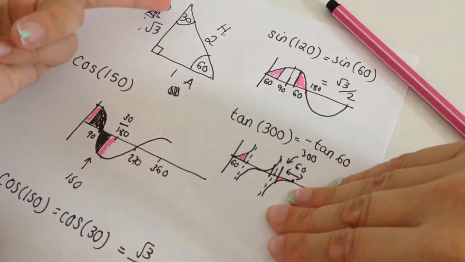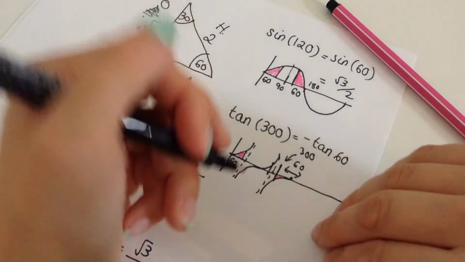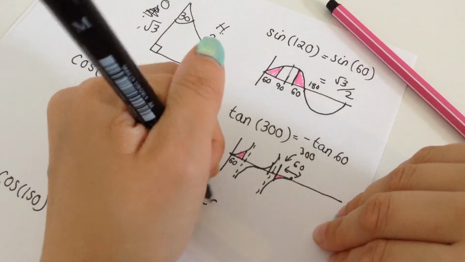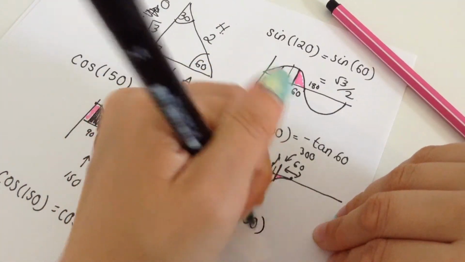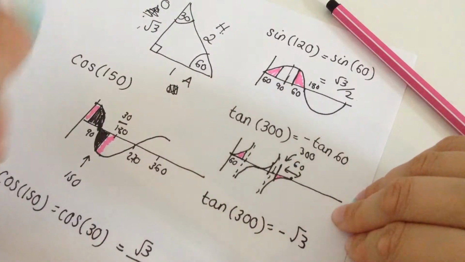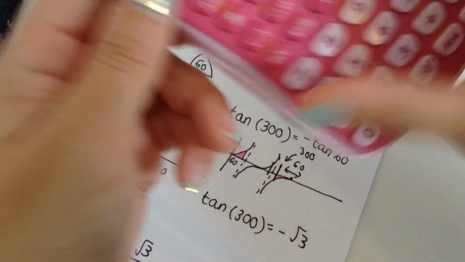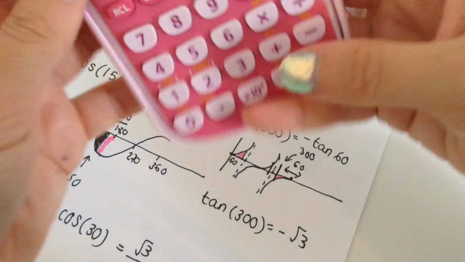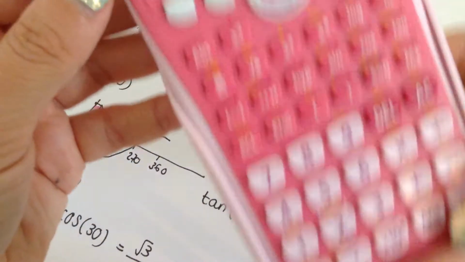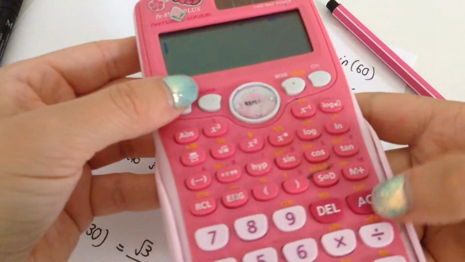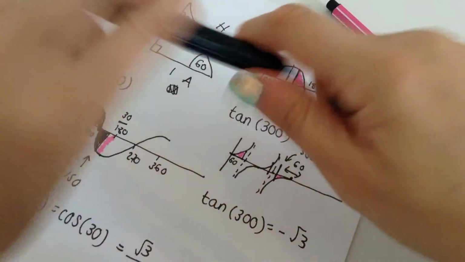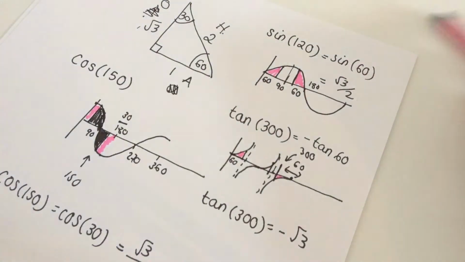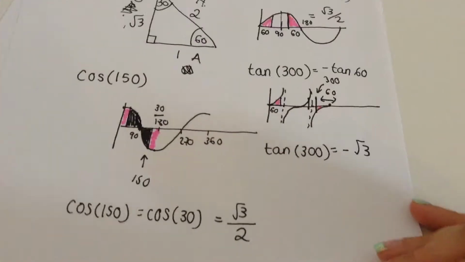Tan of 60, opposite over adjacent, is root 3. So tan of 300 will be negative root 3. And if you're not convinced by that, then type it into your calculator just to check. And it is, yeah. So, hopefully that clears up any problems you might have had with the homework.